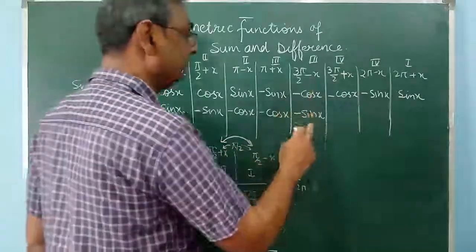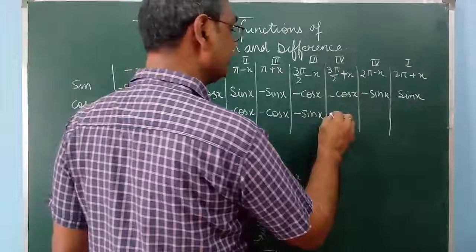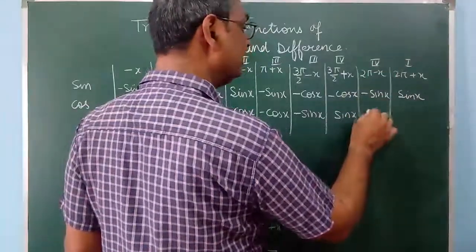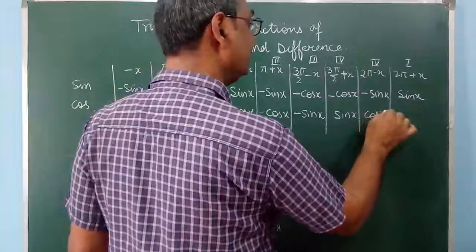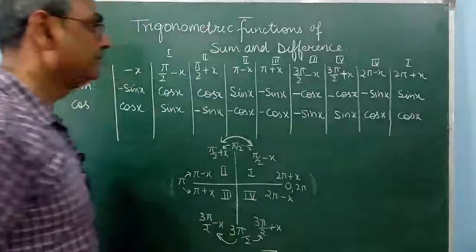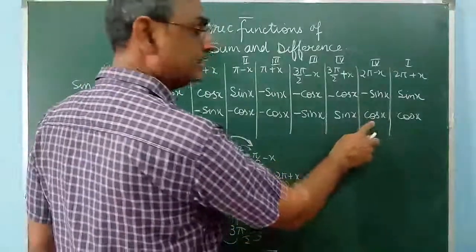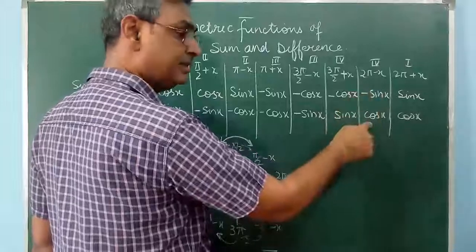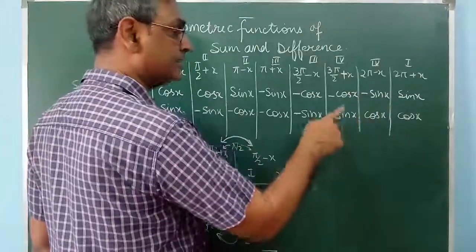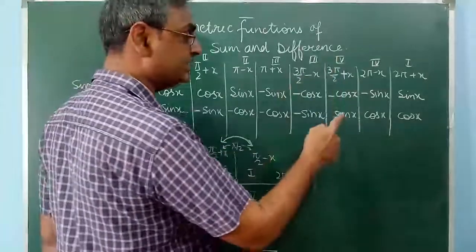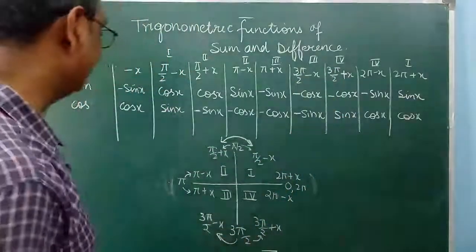Now here it will be minus sin x. This is the fourth quadrant, so here it will be plus sin x. This is the fourth quadrant, so here it is cos x and here it is cos x, because in the fourth quadrant cos will remain cos, there is no change, and in its own house it will be positive. Because this is 3 pi by 2, the function will get changed and it will be sin x.